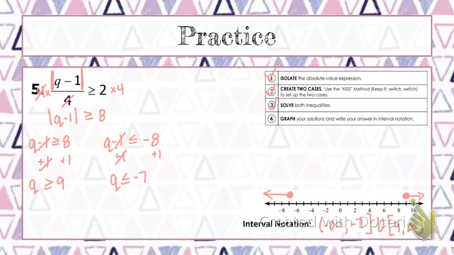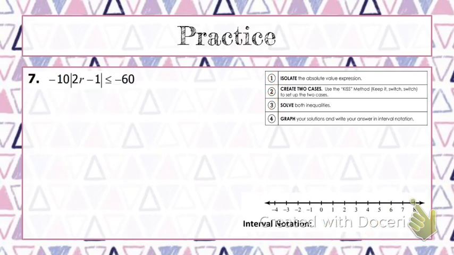All right, so let's try number 7. First, we need to isolate the absolute value expression. We're going to do that by dividing both sides by negative 10, because the opposite of multiplying by negative 10 here is to divide. Those will cancel. We get the absolute value of 2r minus 1 is greater than or equal to positive 6. Remember, with inequalities, whenever you divide or multiply by a negative, you have to flip the sign. So this changes to a greater than or equal to inequality.